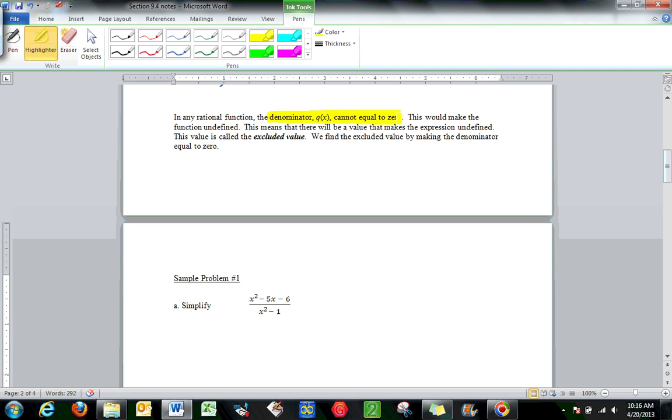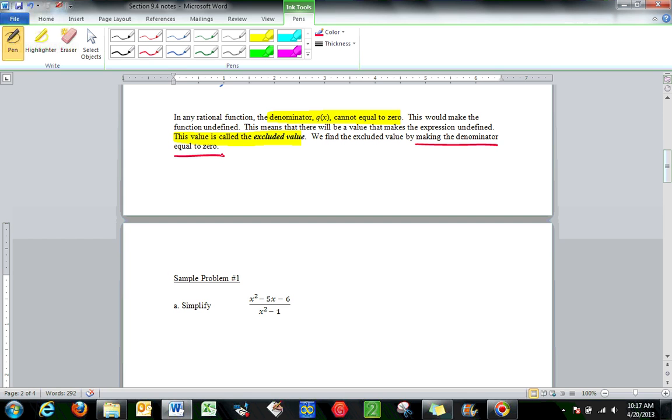So this requires us to find the values that would make the denominator 0 and exclude those values. And so when we do that, we call that value, or those values, the excluded value. And so the simple way to do this is to simply make the denominator equal to 0. If we make the denominator equal to 0 and solve for the variable at that point, that will tell us the value or values that would make the denominator 0 and thus make the rational expression undefined.